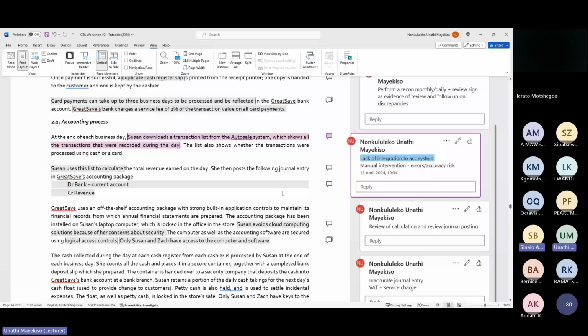Since this company also uses an off-the-shelf accounting package, isn't there a risk of data breaches?